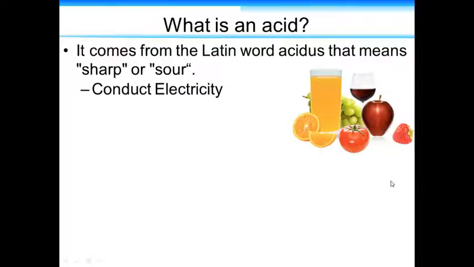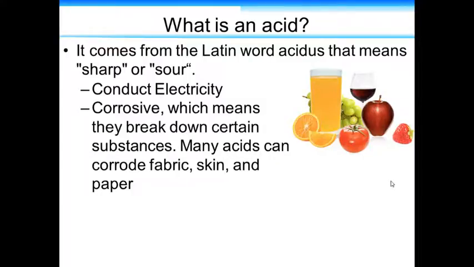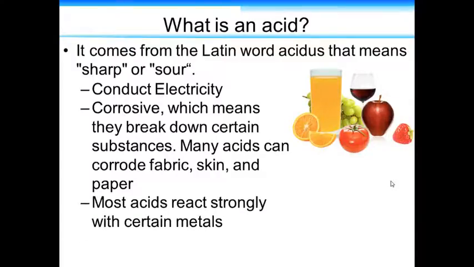Acids conduct electricity because they form ions in solution. They're corrosive, so they can actually break down other substances. And there are a number of acids that react strongly with certain metals.